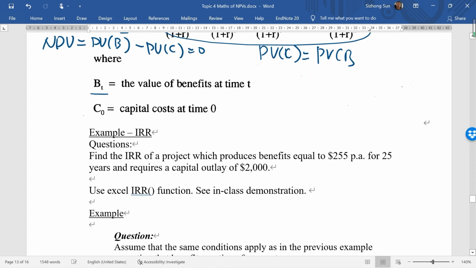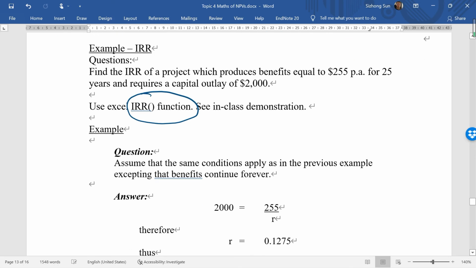For example, let's say Excel. In Excel, there's a function IRR, which you can ask Excel to use to calculate the internal rate of return for you. Let's have a look.